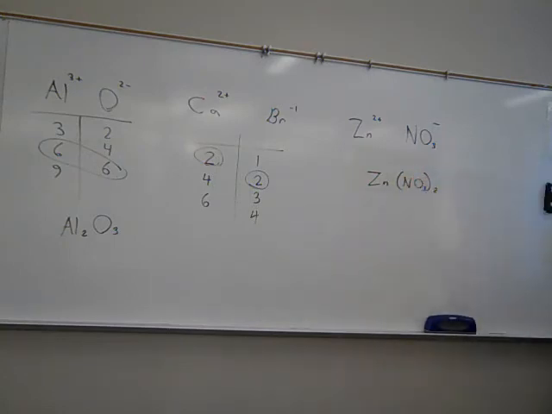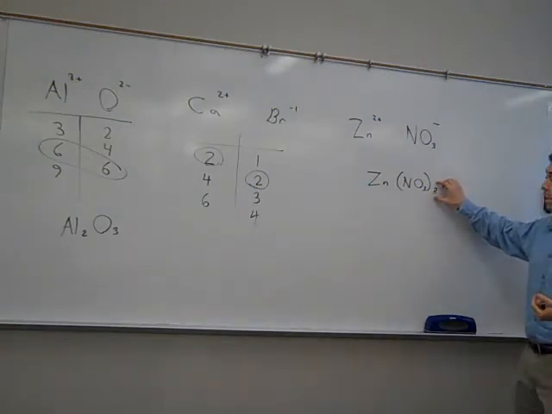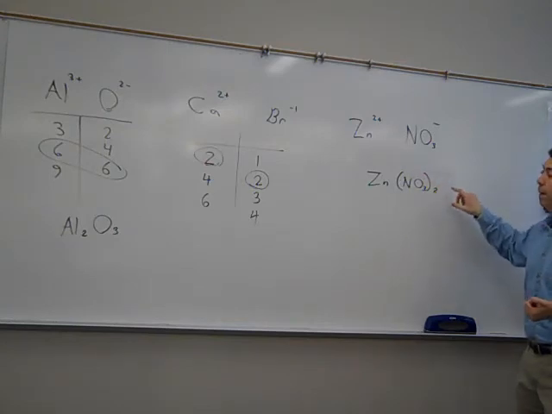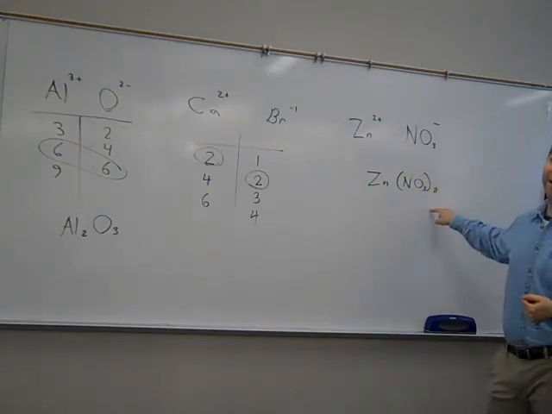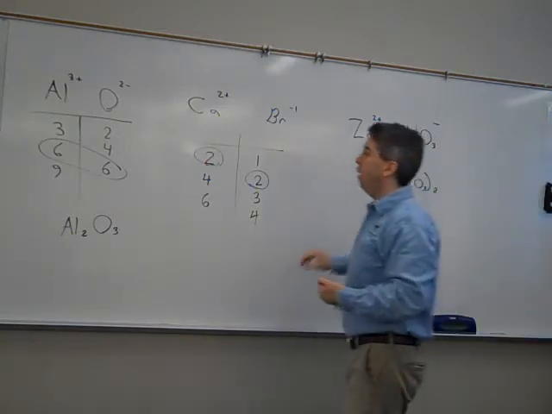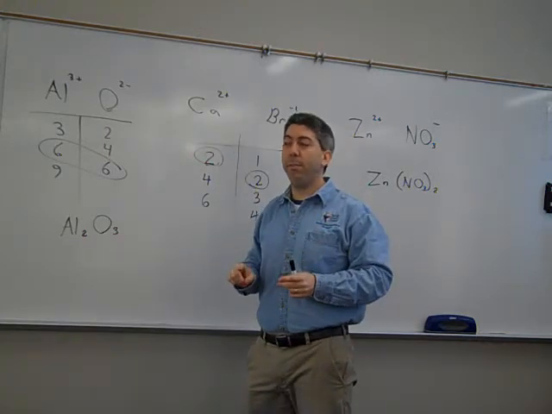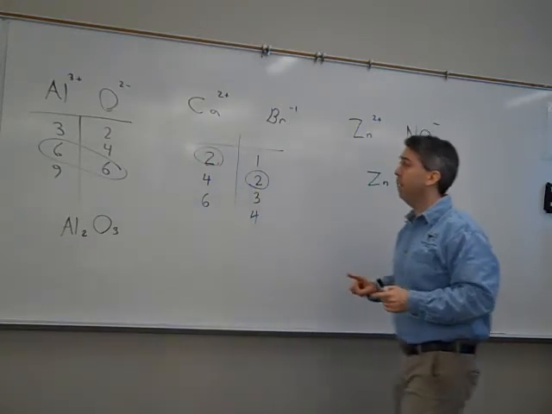Now, one important note. When you have more than one polyatomic ion, make sure you put the parentheses and the subscript after it. Subscripts tell you how many atoms you have, whereas superscripts tell you the charge. They are not the same. They do not tell you the same things.